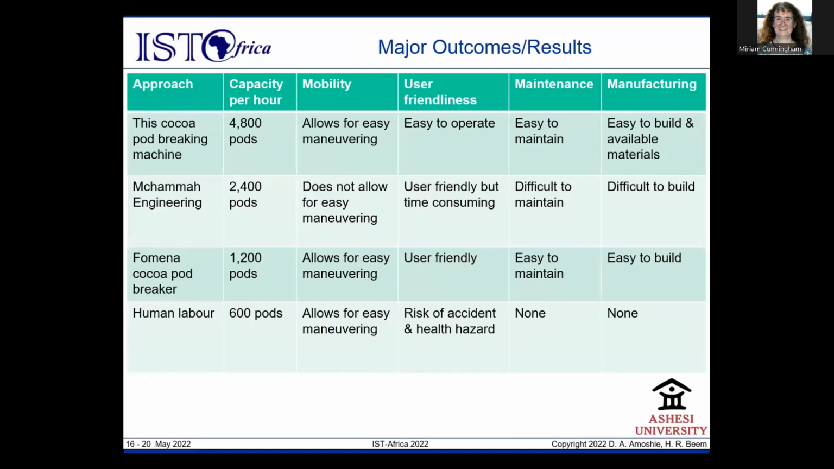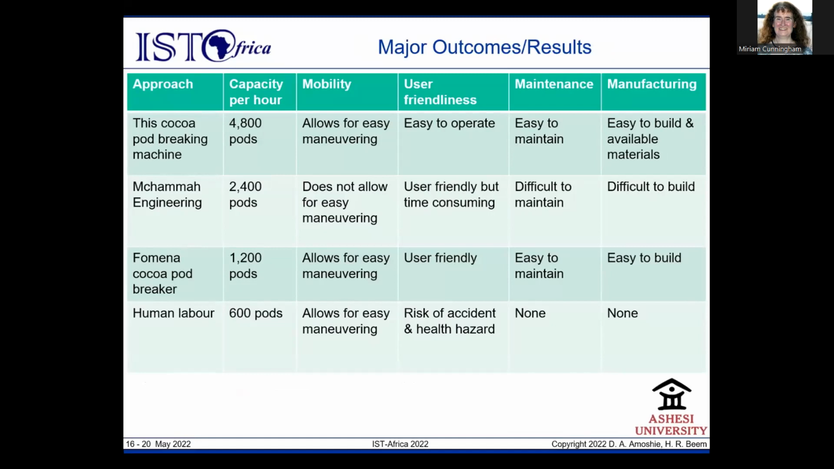The machine can currently break about 4,800 pods per hour, which is 4 to 5 bags, and this is a marked improvement over the manual method's performance. It has a competitive edge over the manual method, where a person can break about 600 to 1,200 pods, which is half to a full bag depending on the person's expertise, within the same 1 hour period.